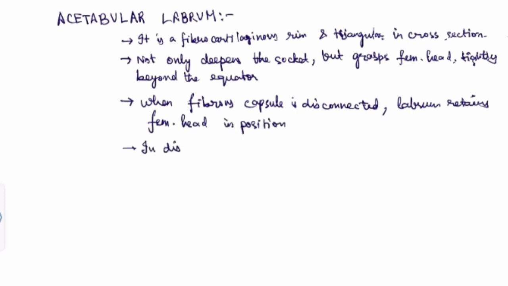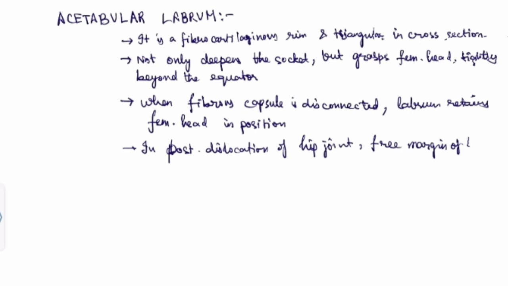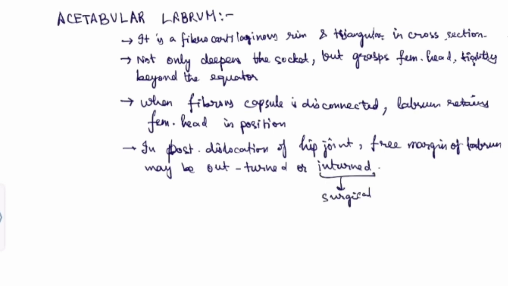In posterior dislocation of the hip joint, the free margin of the labrum may be outturned or inturned. When it's inturned, surgical correction creates difficulty.